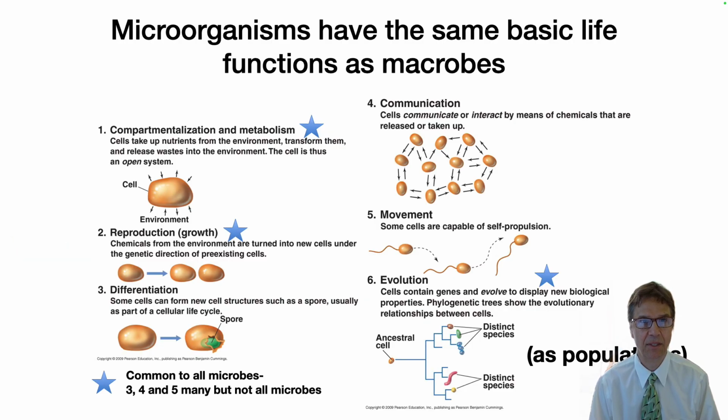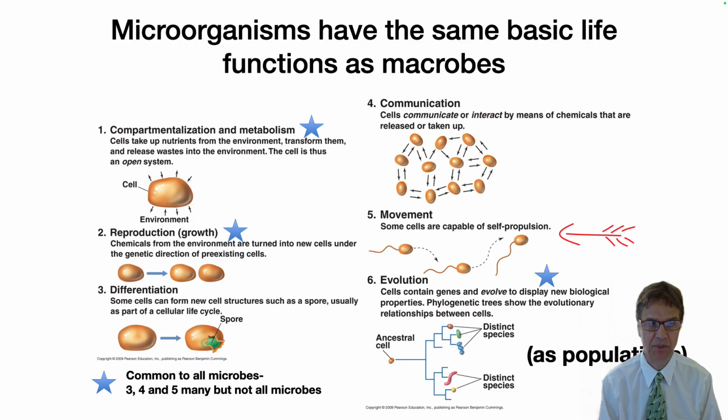Some cells change often because of a signal from the environment. For example, if nutrient conditions become poor, some cells will differentiate into a spore. Cells also often communicate with other cells, especially in multicellular organisms, but we are finding out now that even microbial cells will communicate within and beyond their species. Movement. Many living things are capable of movement, and microorganisms are no exception.